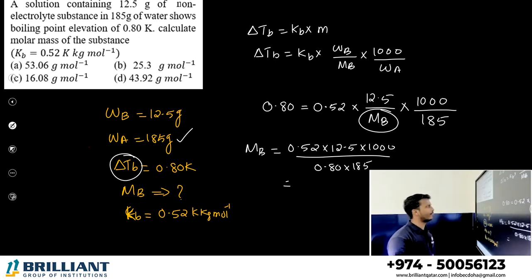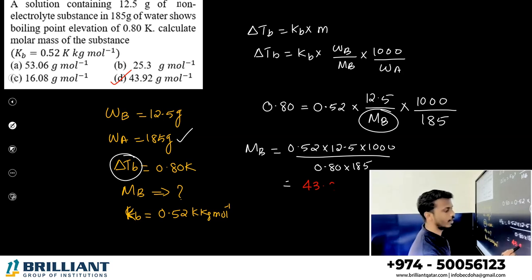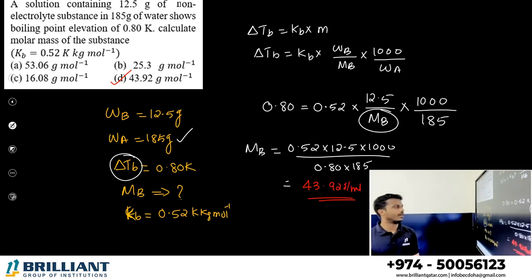Nearby 50, less than 50. It should be less than 50 at any cost. Less than 50 and nearby 50. That's option D. 43.92 gram per mole. Okay, option D can be the answer.